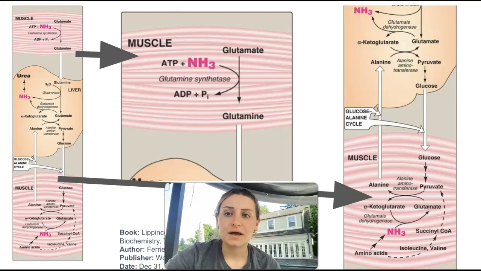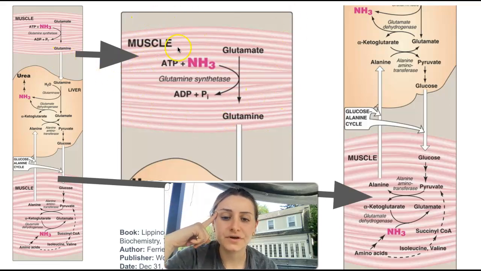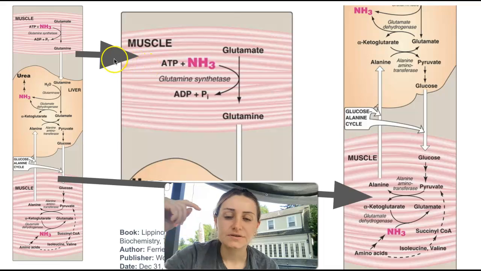So I am going to start with this figure on the left. This kind of shows the two different options of getting ammonia to the liver, like transporting it to the liver for disposal through the urea cycle. So the first one I'm going to focus on is the top over here, which is also the same as the middle figure over here, just a zoomed in version. So this is the first option.